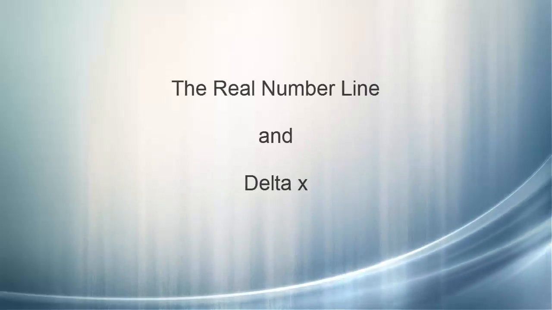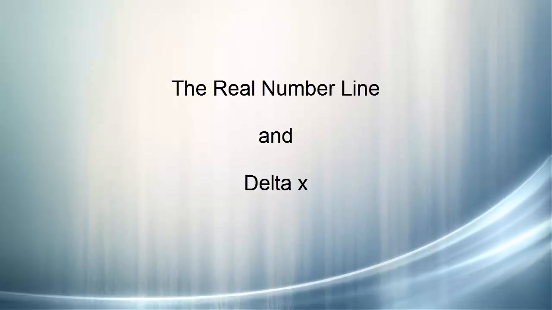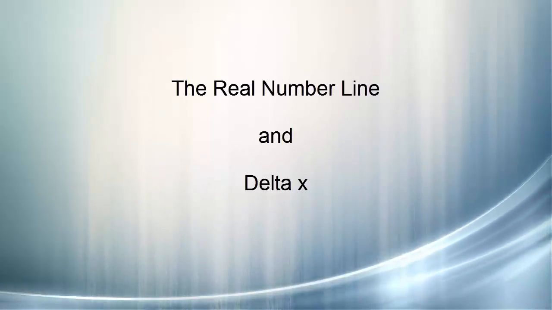Let's start our discussion on the real number line by first discussing what makes up a real number. So there are different sets of numbers that you're used to seeing. Let's talk about those sets very briefly. So the first set of numbers we call the natural numbers.